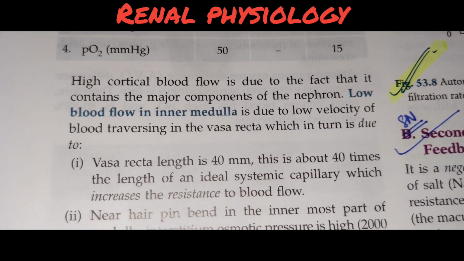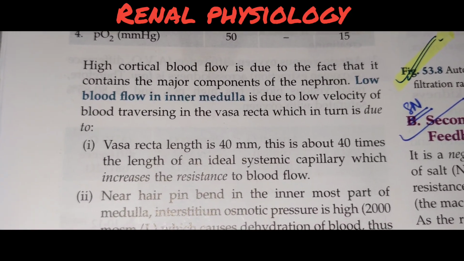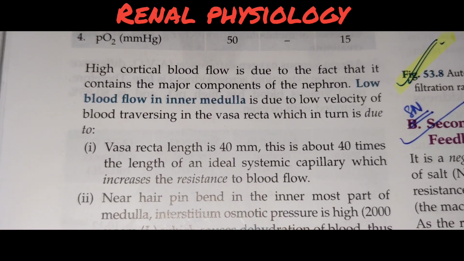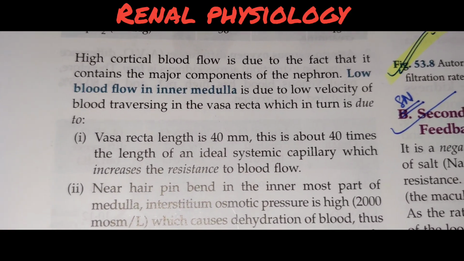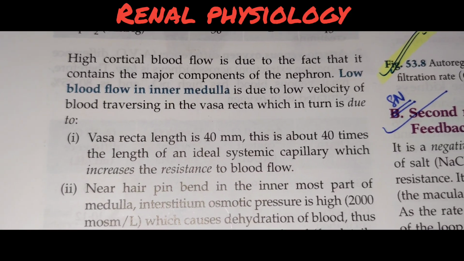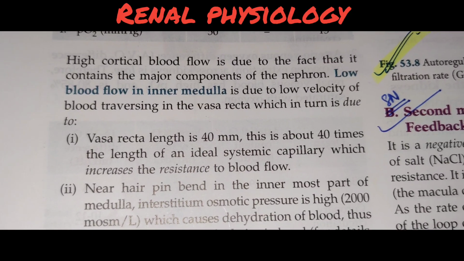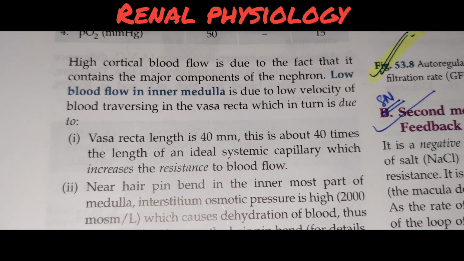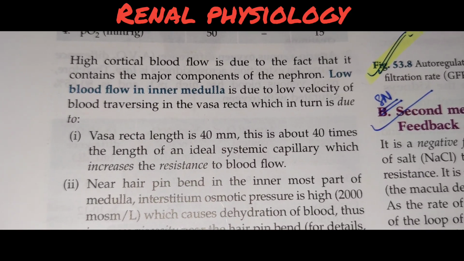So high cortical blood flow is due to the fact that it contains the major component of the nephron. As we know, only in the cortical nephrons the loop of Henle extends into the medulla. Otherwise, all of the nephron is located in the cortex. So there is high cortical blood flow. Another reason is that there is low blood flow in the inner medulla because the blood there has low velocity.